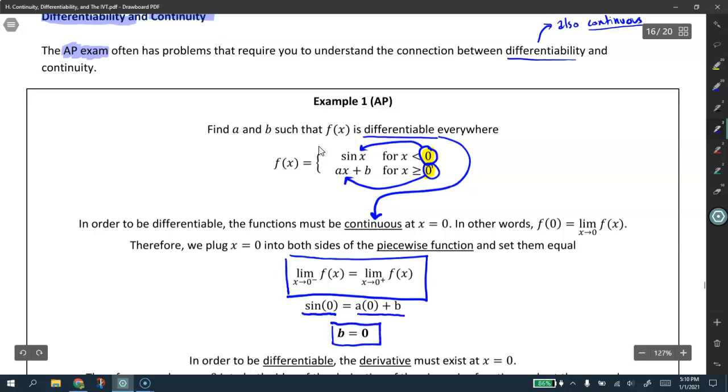Now notice that we know what b is. We have figured out that b is equal to 0, but we still haven't figured out what a is.